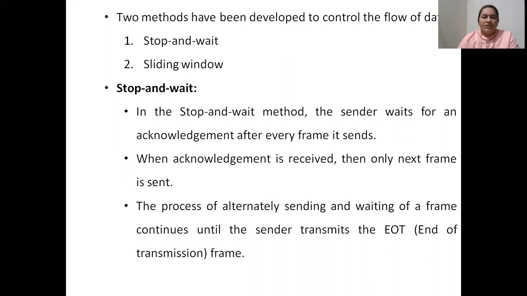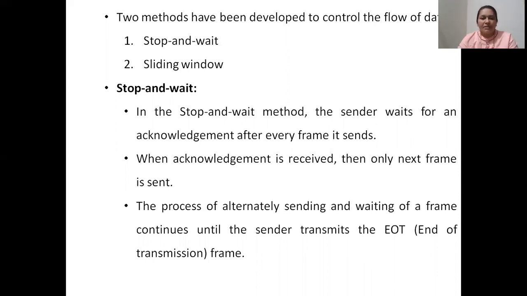In order to provide a control on the flow of data, or a control on the speed with which data flows between the sender and receiver, the data link layer provides two flow control protocols, stop and wait protocol and sliding window protocol. First, let us see the stop and wait method.